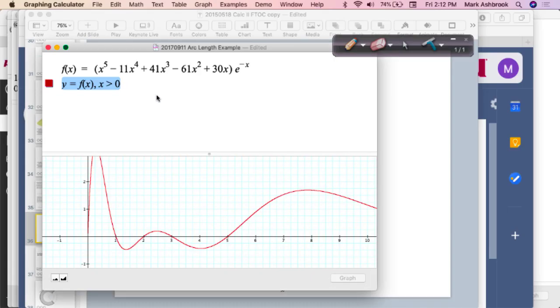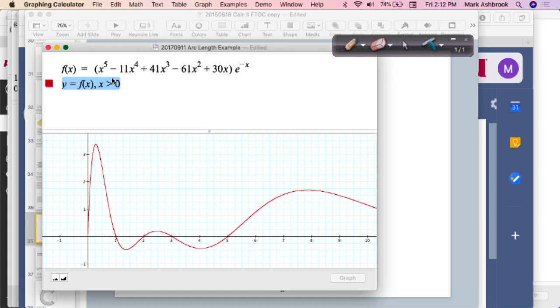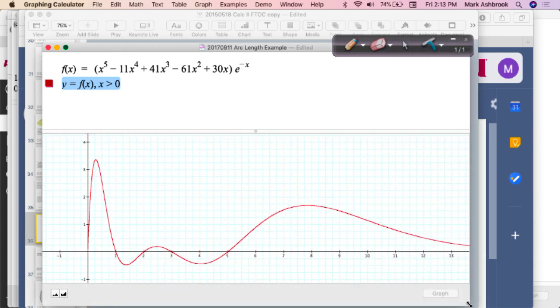All right, so let's look at this function. Here's a complex function, a polynomial multiplied by an exponential function. And I want to build an accumulation of arc length. So what will that be? For any x from 0, the function will tell me how long the arc length is to that value of x.